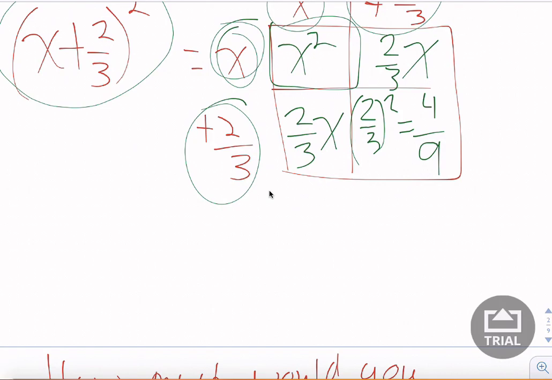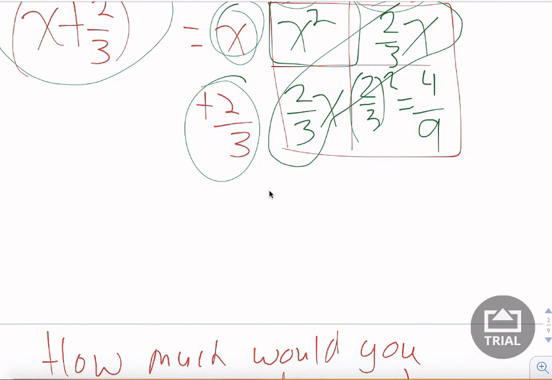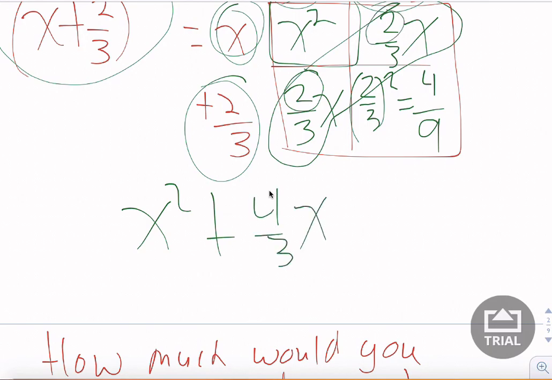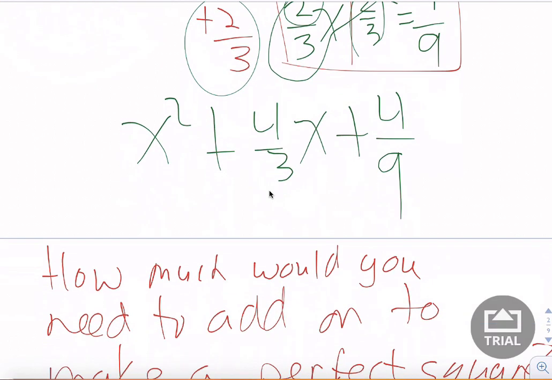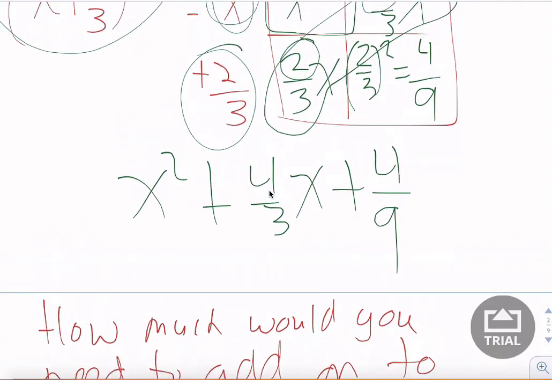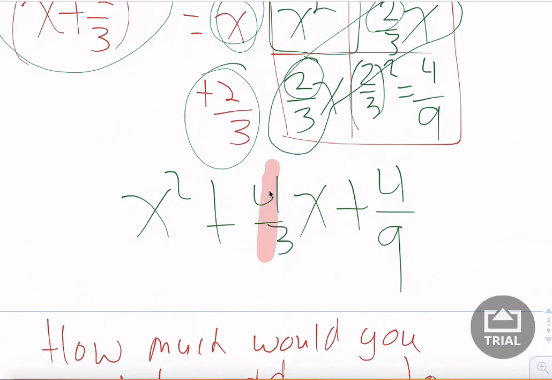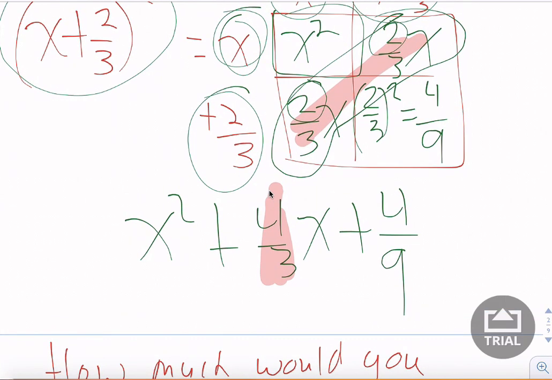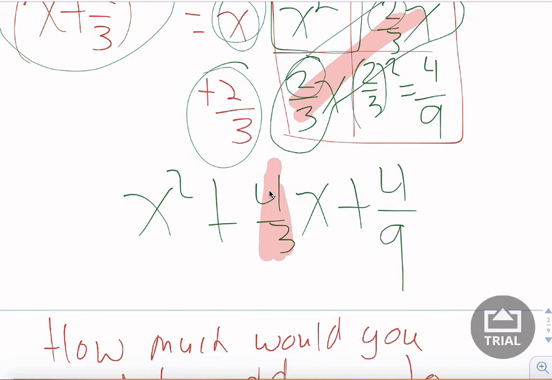Now if I'm to add that together and get a value, I'm going to have to add the diagonal. So I'm going to get x squared plus 2 times 2 over 3 is 4/3 x plus 4 over 9. Okay, and remember again this idea that the diagonal entries are exactly half of the b value. So what's half of 4 over 3? Well, it's obviously 2 over 3, right?